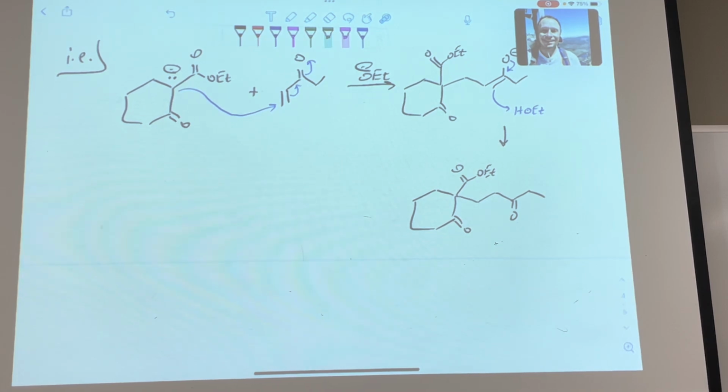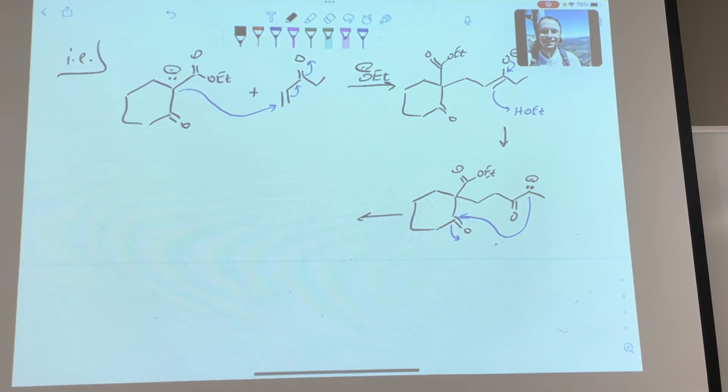Now in the next part, what we're going to do is deprotonate one of the alpha positions, and that is going to wrap around and attack the carbonyl on the ring. And I might just go ahead and number these.